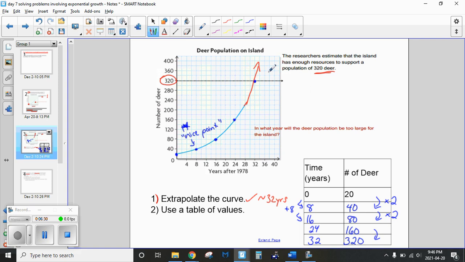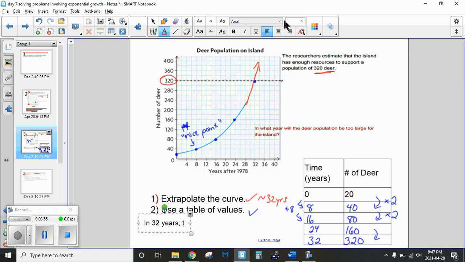Okay, so my red sketch on the curve was pretty close. The table of values makes that even more believable. All right, so we could say a little summary statement there. We could say in 32 years, the population of deer will reach 320.